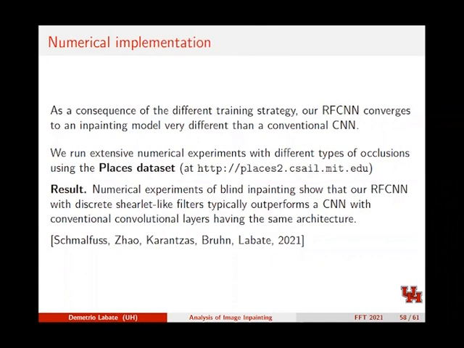Here, just a side note: in inpainting, practitioners tend to distinguish blind and non-blind inpainting. Blind inpainting is the situation where you do not know where the mask is located, while in the non-blind case, you know where the mask is. The method that we apply here is blind inpainting. In a way, it's the more difficult type of problem.